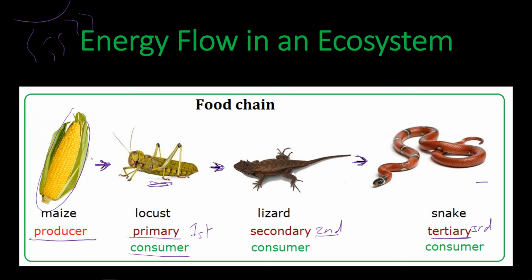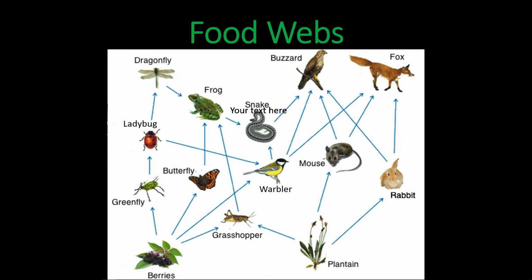Now, energy doesn't flow like this so perfectly in an ecosystem. It actually looks more like this. Okay, it's way more dynamic. So again, this is a food web, and if you notice, we have two producers. We have berries and a plantain. Every single food model is always going to start with plants or some sort of producer as the primary level. So these are my primary producers.